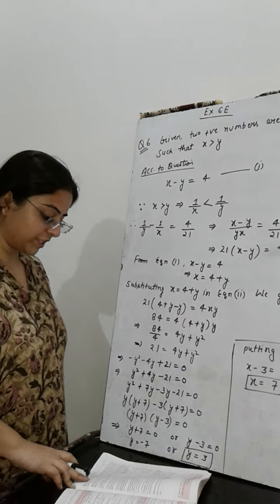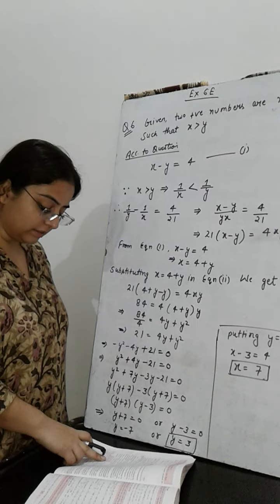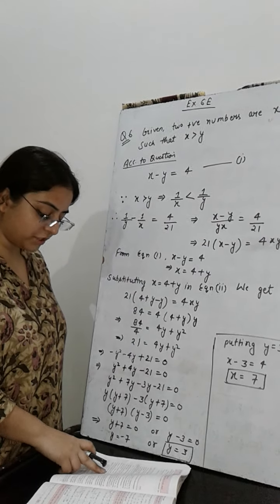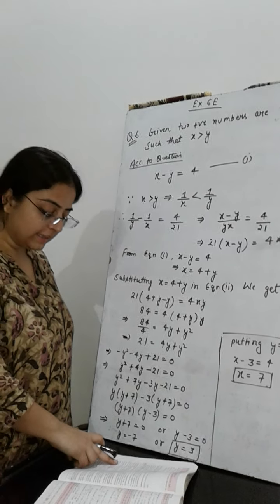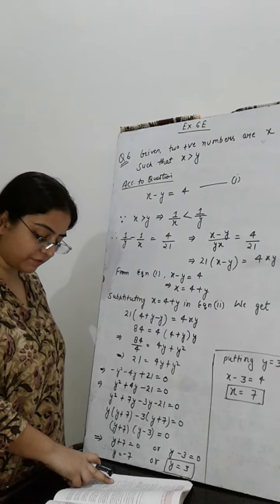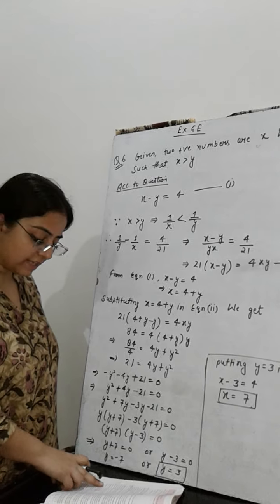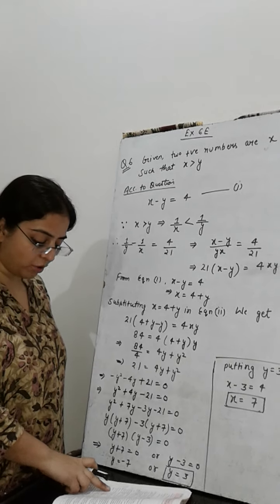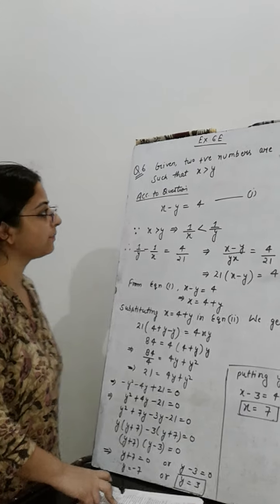Now just see question number 6. In the sixth question, it is given that the difference between two positive numbers x and y, and it is given that x is greater than y. So the difference between two positive numbers x and y is 4 and the difference between their reciprocals is 4 upon 21. We have to find the numbers.